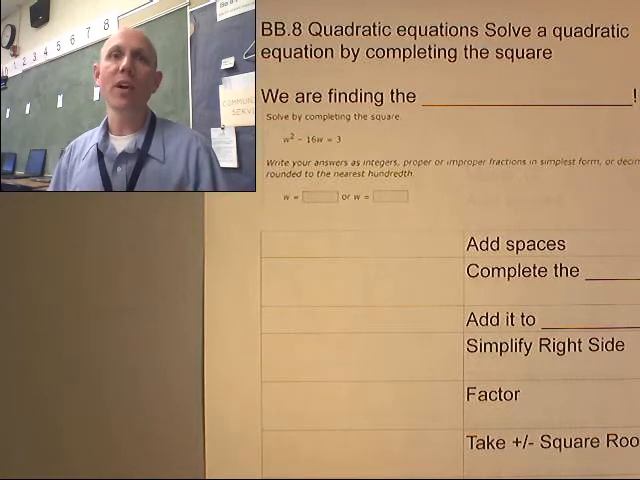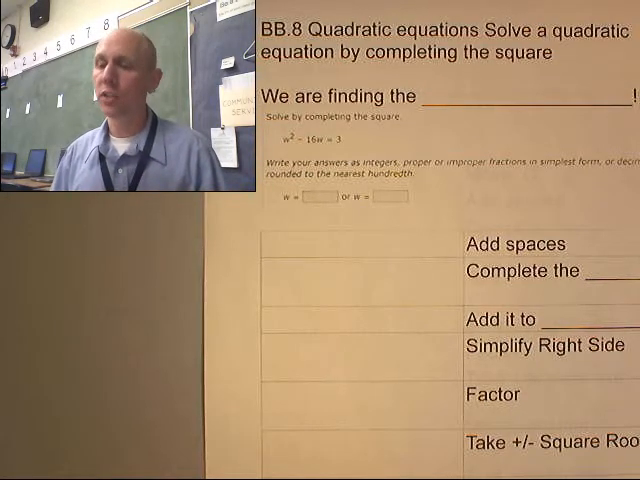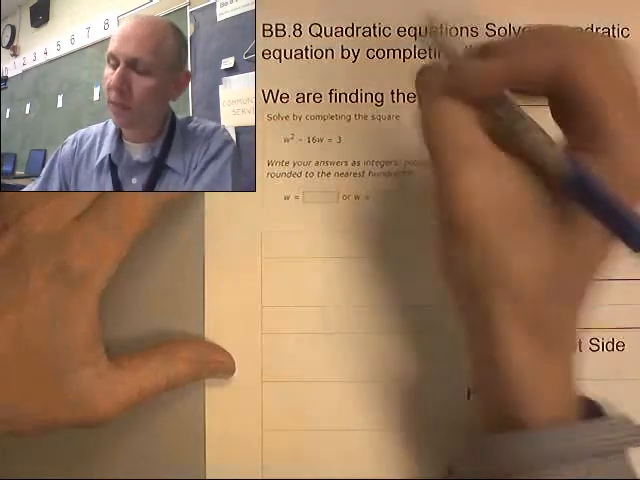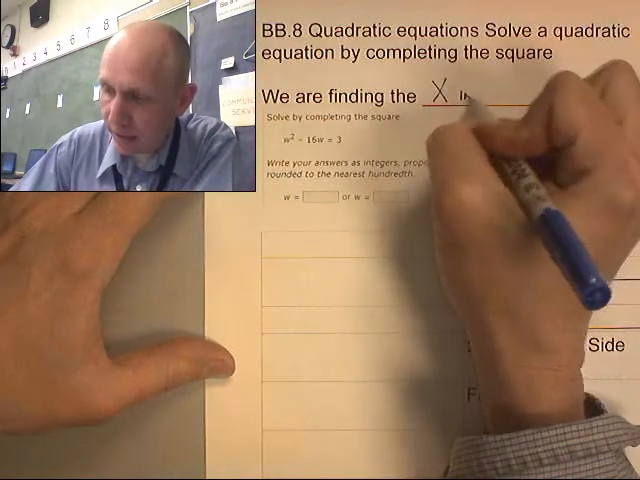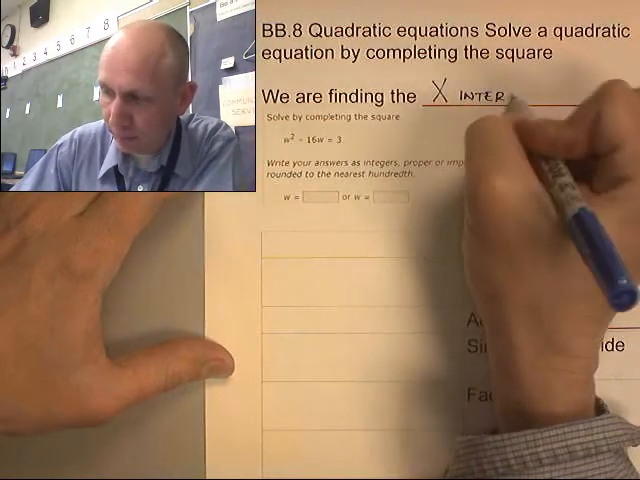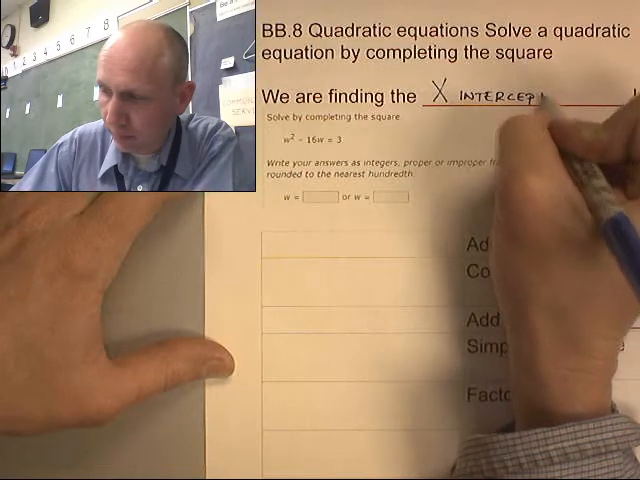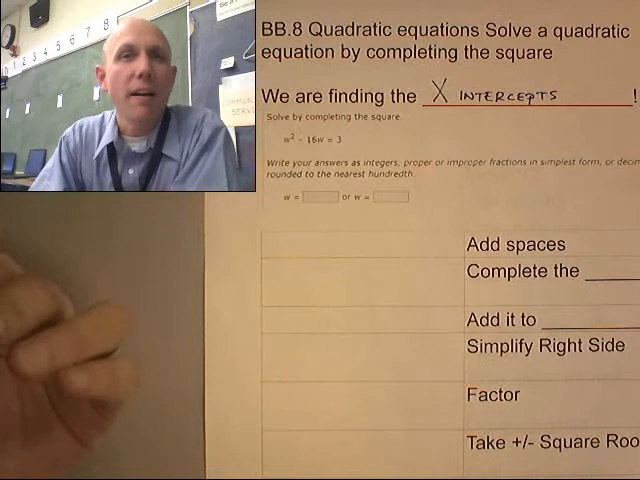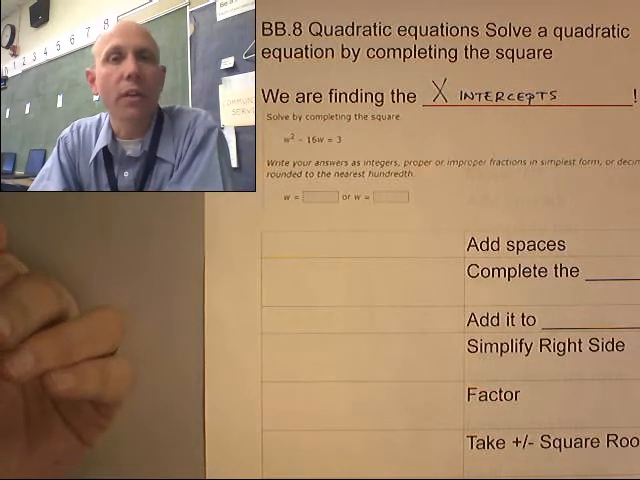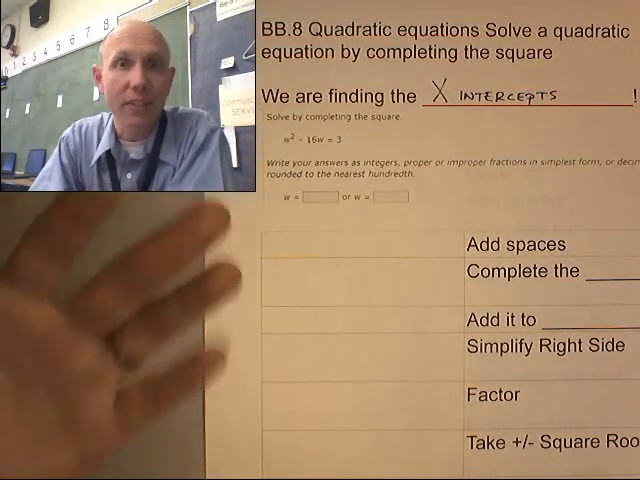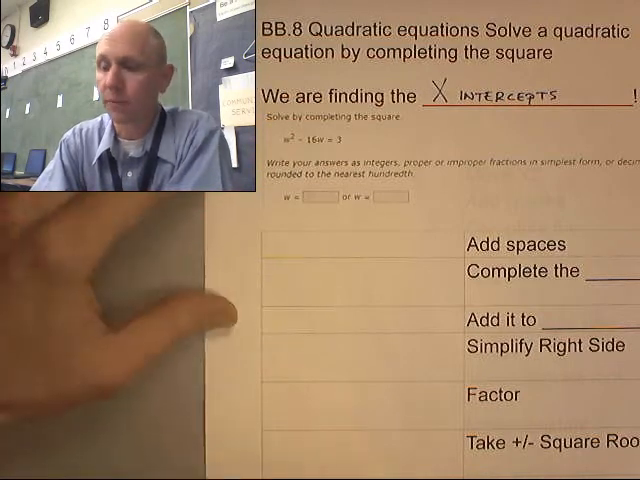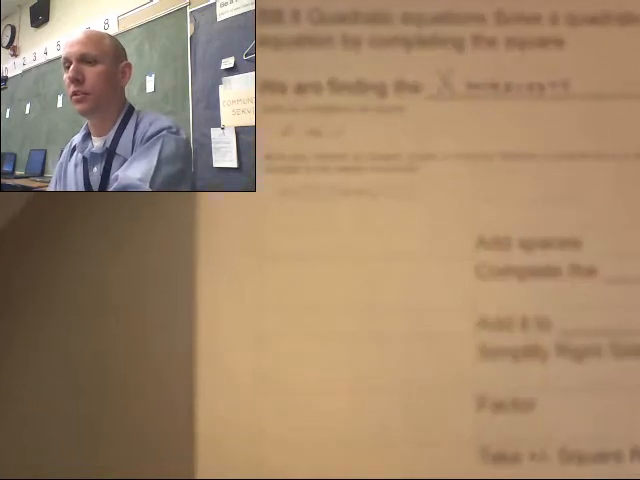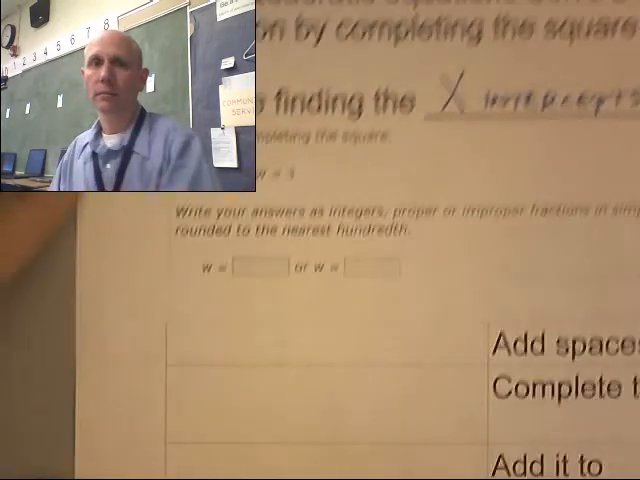Quadratic equation. Solve a quadratic equation by completing the square. What are we finding when we're doing this? We are finding the x-intercepts. Don't forget that. We are finding a physical place on a graph where the parabola crosses the x-axis. These are real points on a real graph. Here's our first equation.